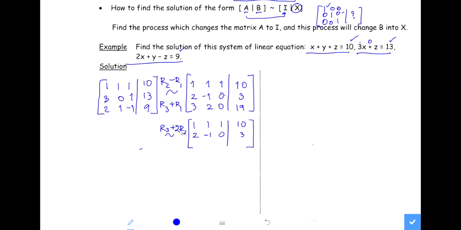2 times of R2, right? 3. You have to sum with 2 times of R2. So that is 3 plus 4. It's 7. This one will be 0. This one is still 0. And then 19 plus 2 times of 3, right? 2 times R2, 2 times of 3, that is 25.